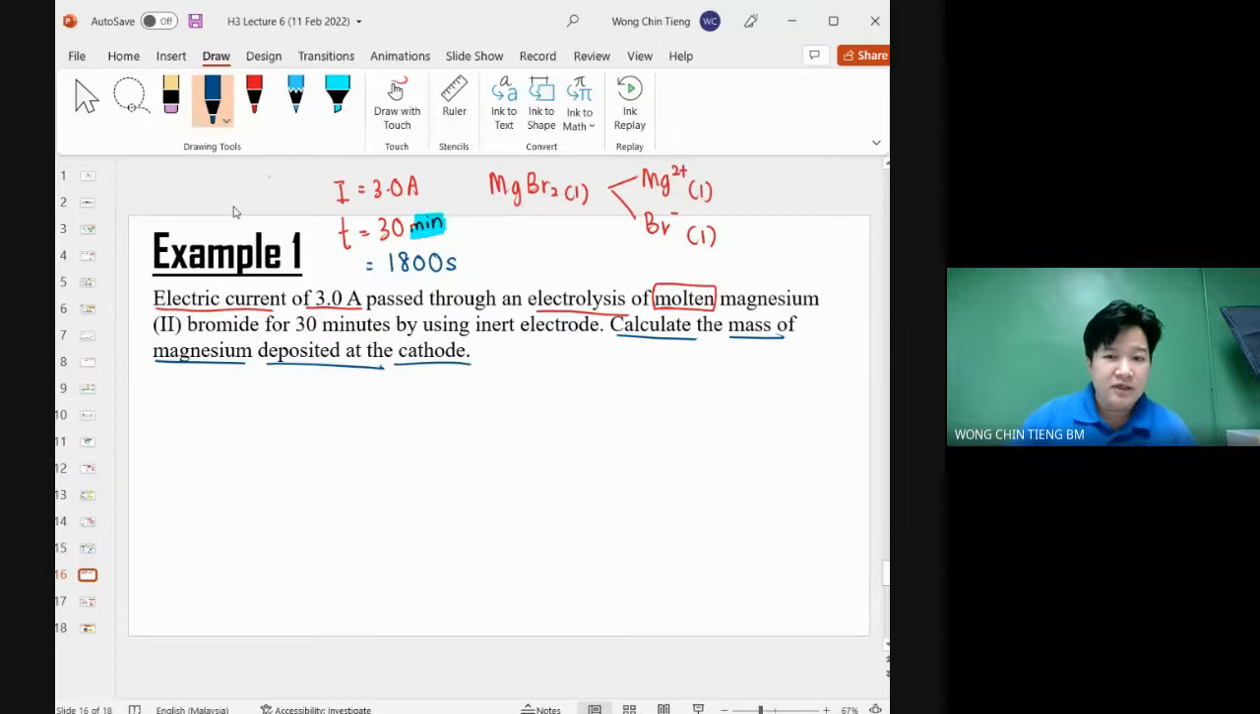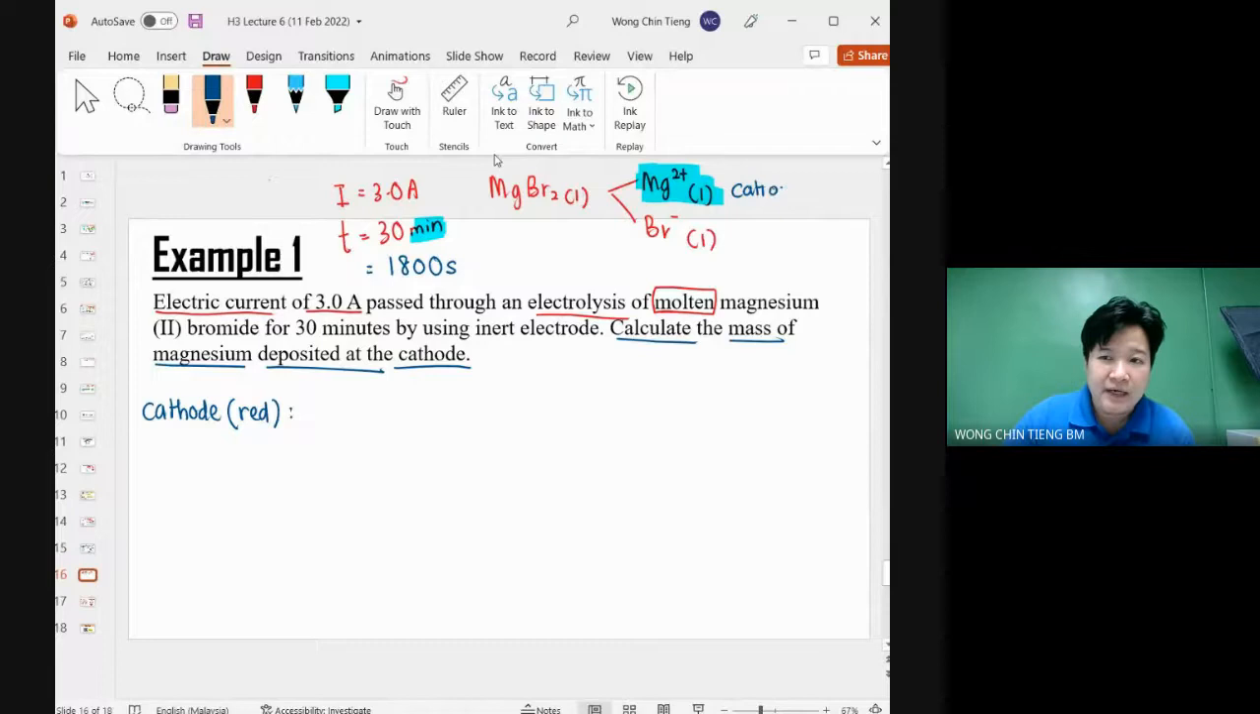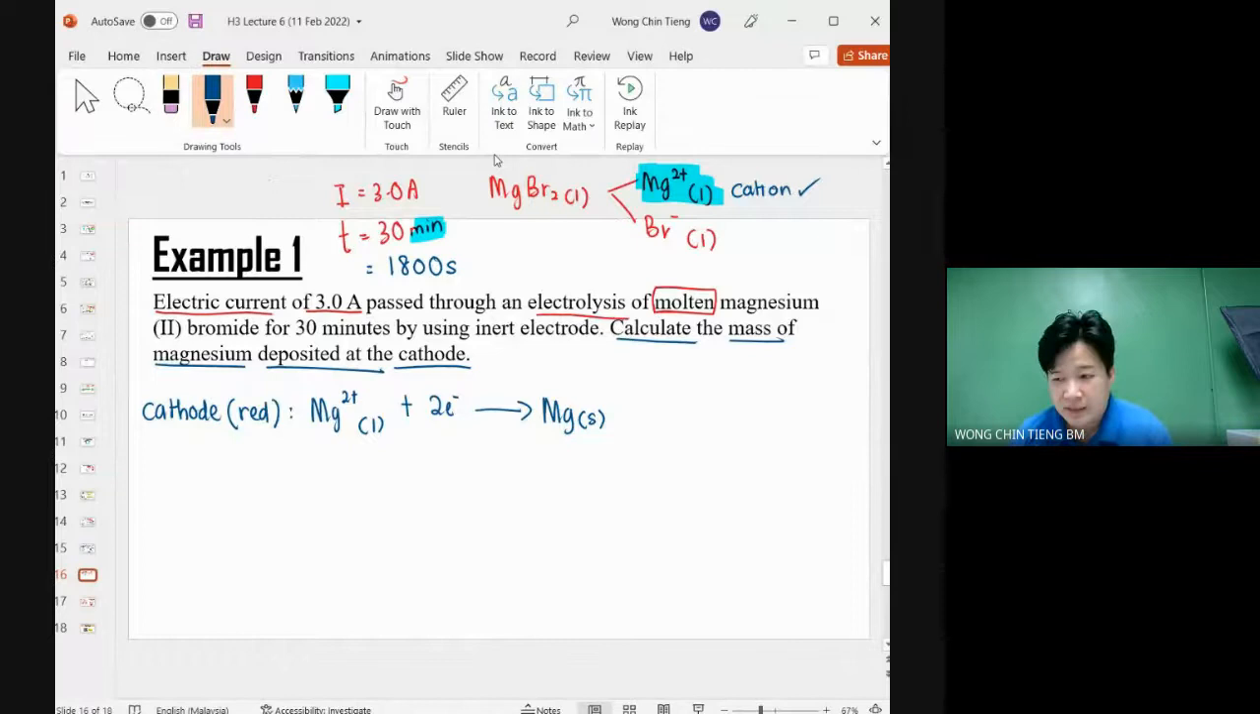Alright? Dia dah bagi tahu cathode dan kita tahu cathode mesti undergo reduction. Dan siapa yang akan pergi kat cathode? Yang akan pergi kat cathode adalah cation. Cation Mg2+. Ingat ya, hanya cation yang akan bergerak ke cathode. So cation saya sekarang Mg2+. Liquid undergo reduction, tambah 2 elektron dapat Mg solid. Okay? Buat sama-sama ya, kalau boleh. UPS kamu akan keluar yang ni. Okay. So, selesai untuk equation.